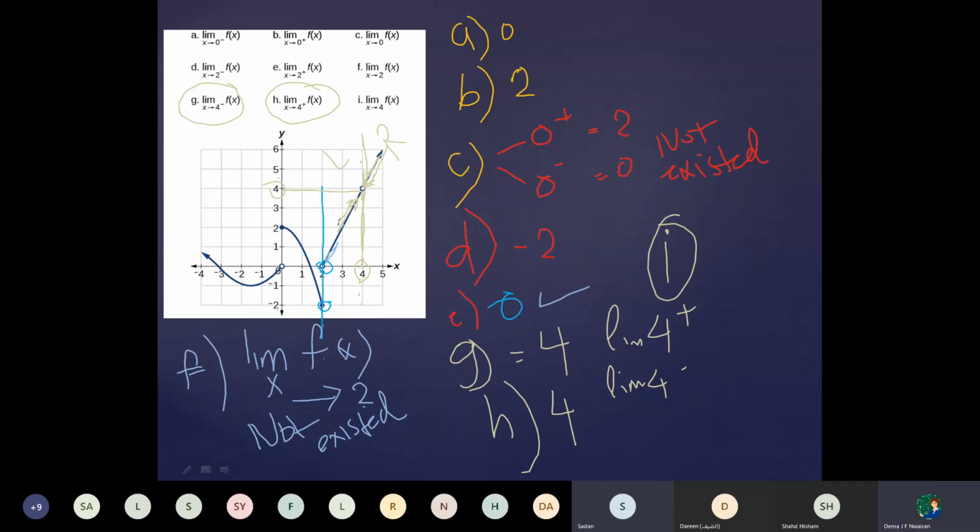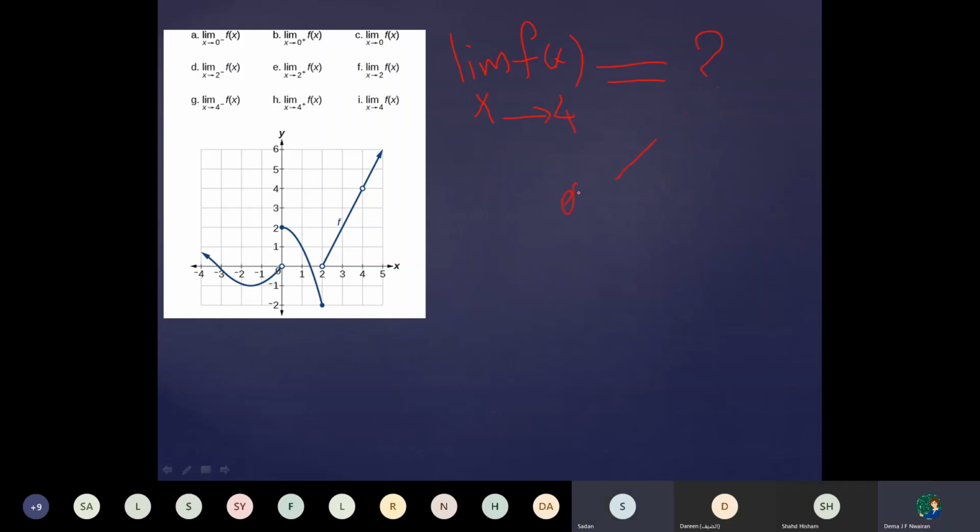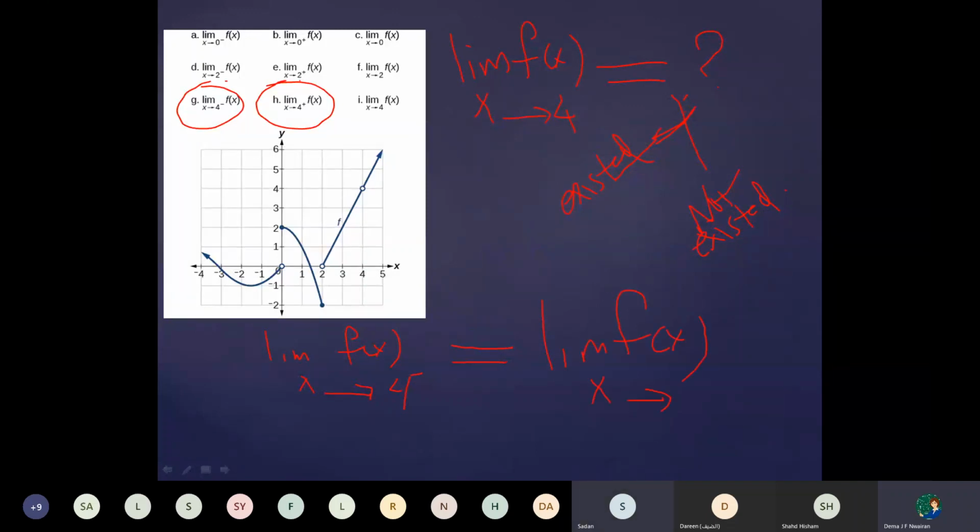Sir, can you repeat? I couldn't hear you. Okay. If you want to check the limit f of x when x approaches 4, I want to check two things: if it exists or not. How can I check? By going back and checking the limit of f of x when x approaches 4 from the left. Is it equal to the limit of f of x when x approaches 4 from the right?